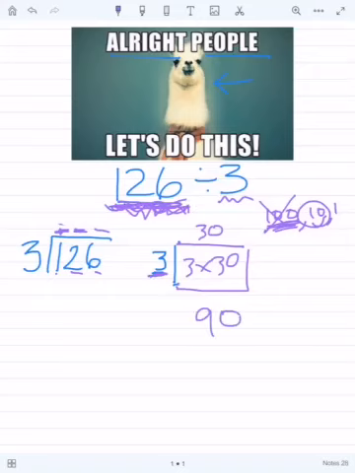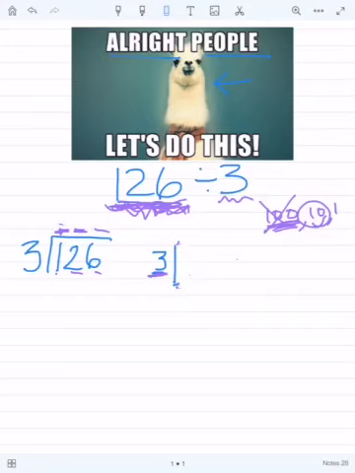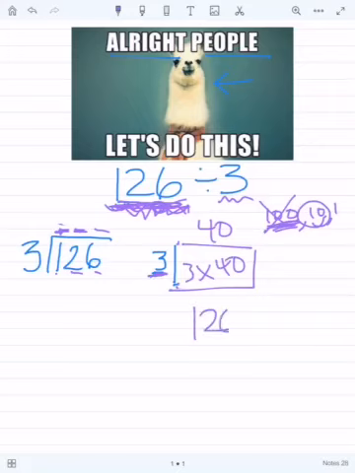I'm getting closer. Maybe we could give them another 10. If we give them another 10, we're up to not 3 tens, but 4 tens, which is 40. So let's go 40. Each kid gets $40. That's 3 times 40. 3 times 40 is 40 plus 40 plus 40, which is 120. That is very close to 126.